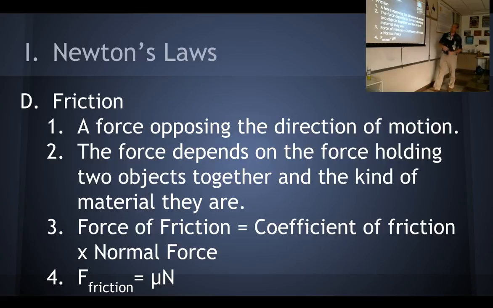And then the normal force is the force pushing two objects together. I'm pushing on the floor with a certain amount of force because of gravity. The normal force is the floor pushing back upon me. It's the third law of force pairs. So normal force times the coefficient of friction for the material gives you the value for the amount of friction that there is between those two objects.